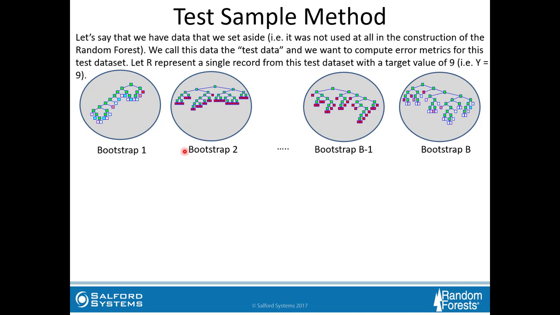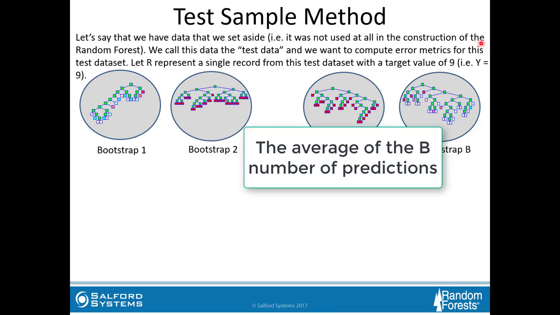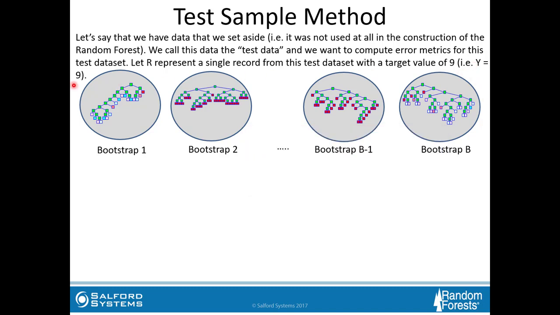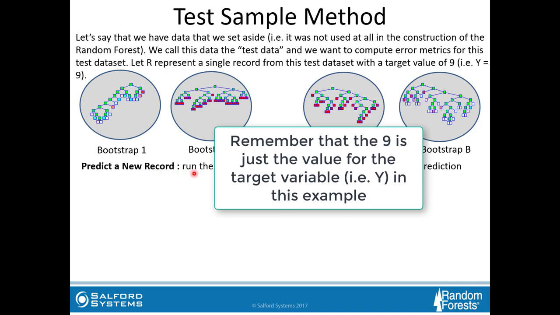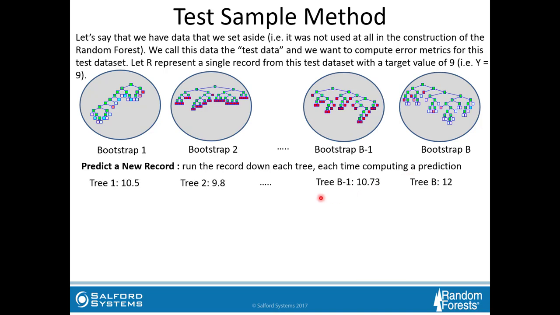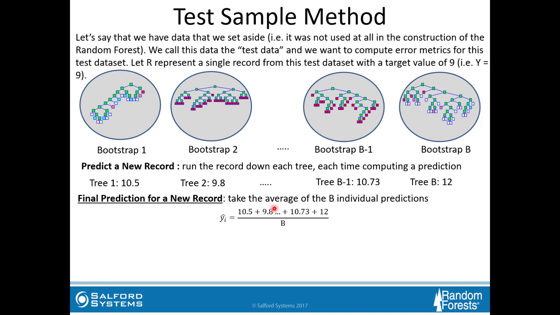So we'll just let R be a single record from this test data set with a target value of 9. Now what I mean by target value is the Y variable has a value of 9. And so what we would do is predict a new record, that's the first step. So we run the record down each tree, each time computing a prediction. So you'll run our record R down each of these trees and you'll get a prediction each time. And so you have B predictions. And our final prediction for a new record is just to take the average of the B individual predictions. So our Y hat here, which denotes our prediction, is just given by this.